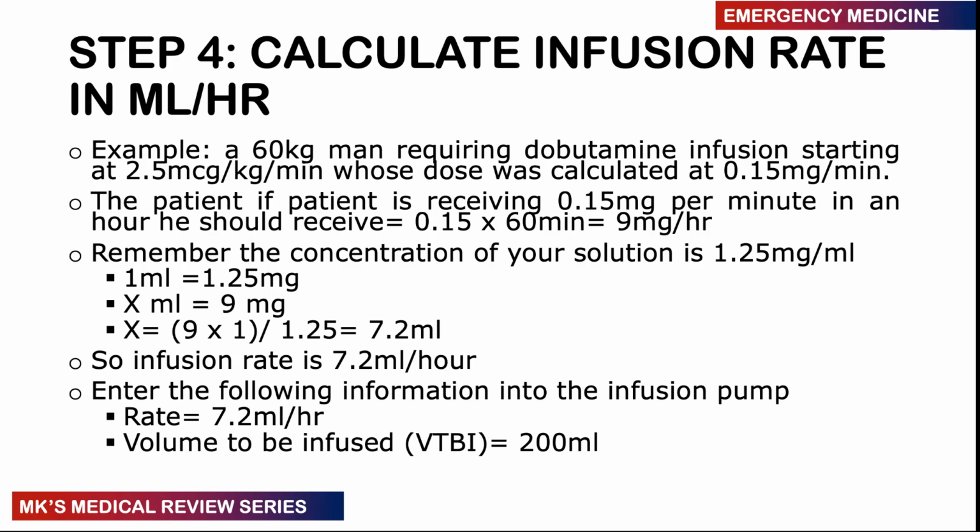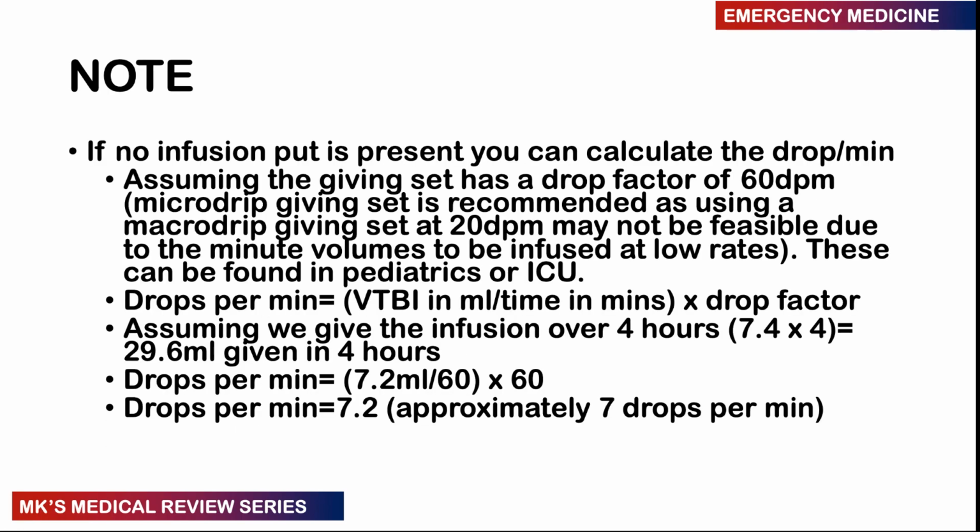But remember that they're receiving this 9 milligrams over an hour. So it means that this 7.2 mils should be given over the hour. So that's the infusion rate that we have calculated. This patient needs to receive 7.2 mils per hour. So you're going to enter the information into the infusion pump. The volume to be infused is 200 mils. Your rate is 7.2 mils per hour. That's it. And then the infusion pump will calculate the time in which your infusion is going to finish.